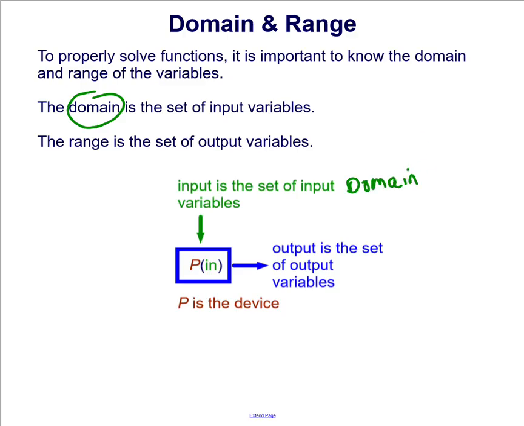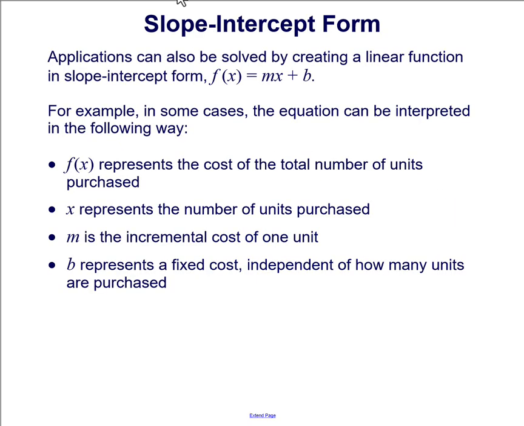The range are the output variables. So this would be the range, but this is what comes out of the machine. The domain is what goes into the machine. The range is what comes out of the machine.